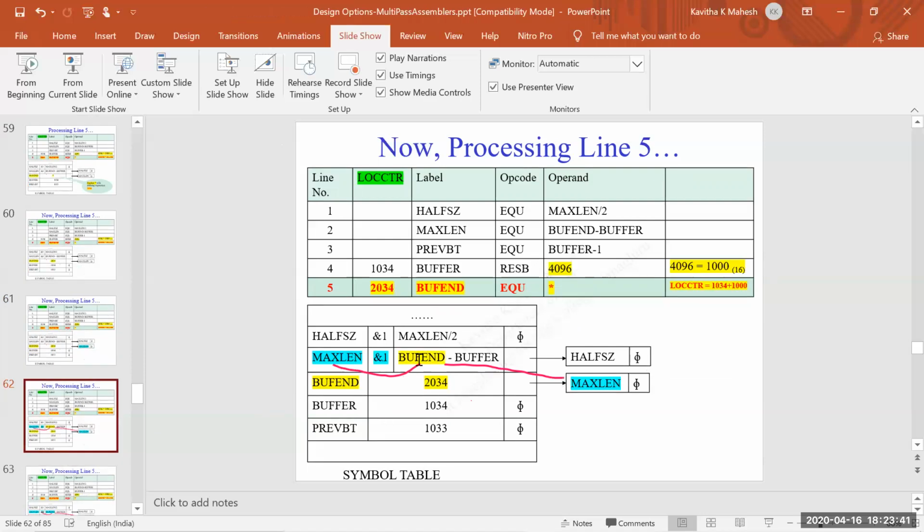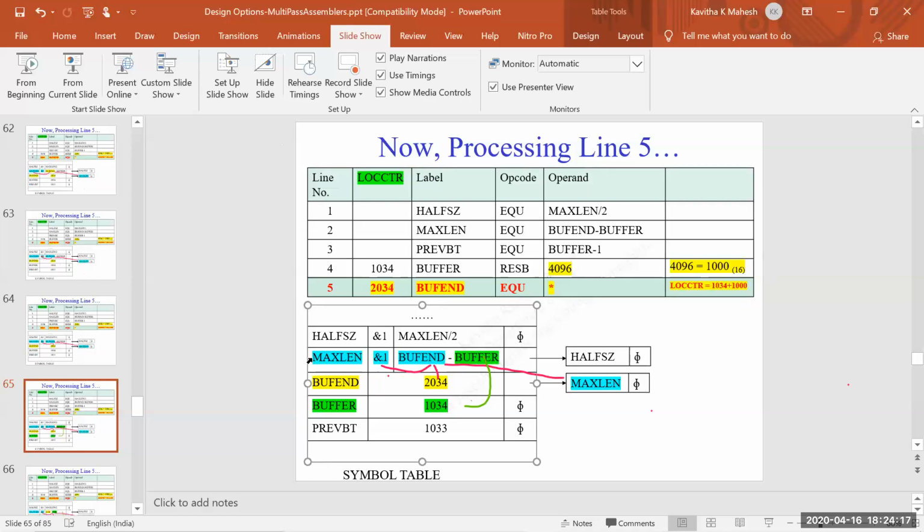So how is MAXLEN defined? MAXLEN is defined as BUFFET minus BUFFER. Please note the second column shows that one symbol is undefined. Why? Because BUFFER is already known, right? The one undefined symbol is BUFFET. Now, after BUFFET is defined, we know the value for BUFFET, which is 2034. Already we knew the value for BUFFER, which is 1034. So now you can evaluate the value for MAXLEN. MAXLEN will be now 2034 minus 1034, right?